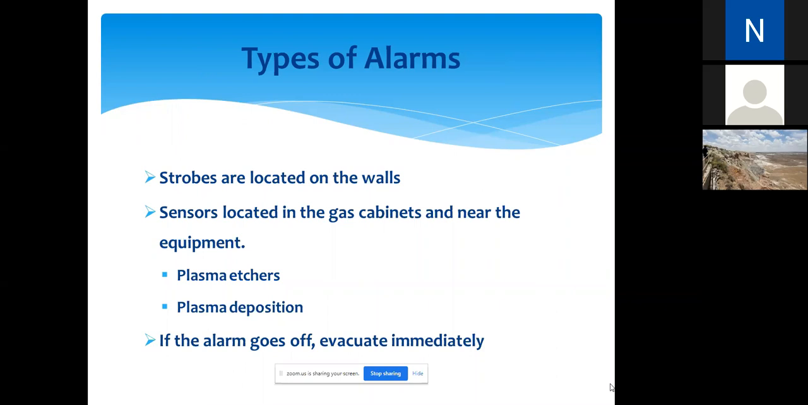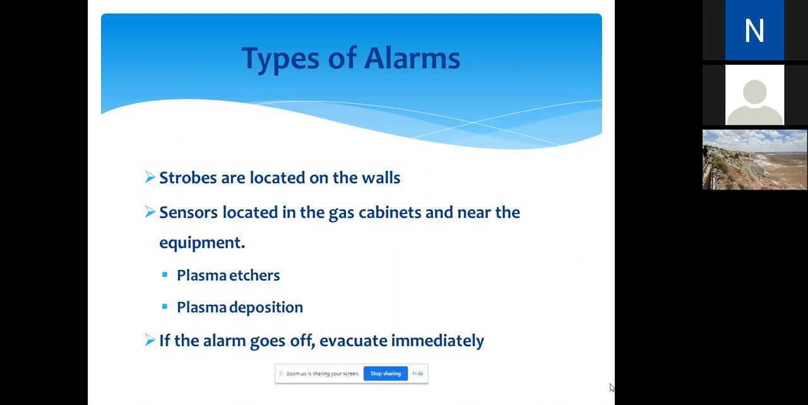Okay? So all clean rooms, I'm sure, have different alarms for different things. That's why I say do not wear headphones, so you can be aware of your surroundings. Sometimes you can hear buzzing noises, or sometimes it's a sensor that has run out of batteries. But you've got to be aware of what goes on.